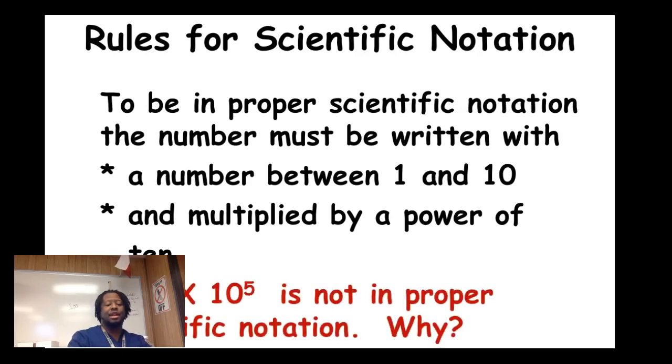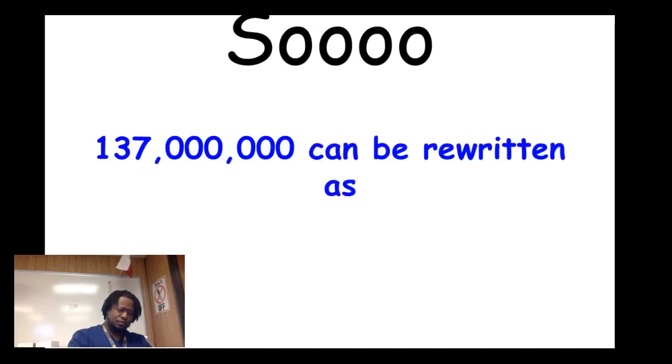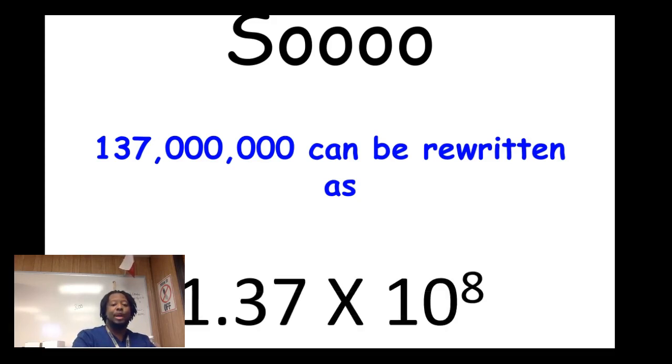I'm not going to ask you that question, but just jot those two down: it is going to be between 1 and 10, and it will be multiplied by a power of 10. All right, so let's look at this. That is 137 million. That number can be rewritten or re-expressed as 1.37 times 10 to the 8th power. How does that work? Well, let's get into it. I'm going to show you exactly how that works.